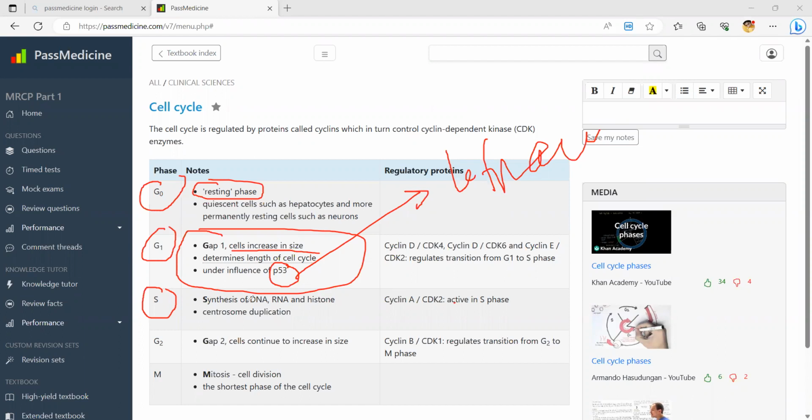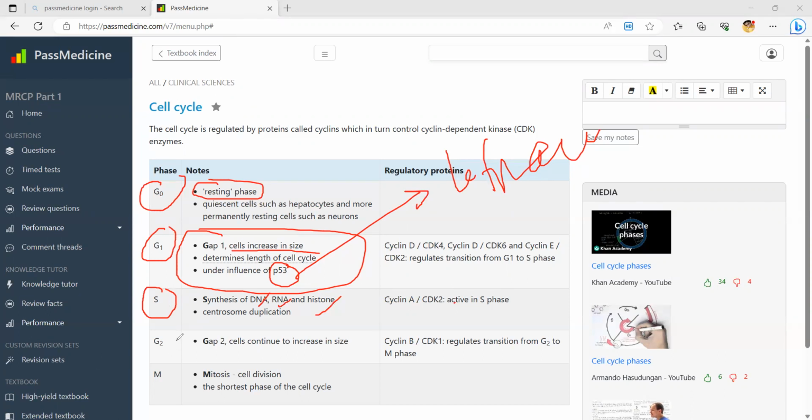S phase is the synthetic phase, with synthesis of DNA, RNA, and histones. This is important for the new cell from the mother cell. So between the mother cell and the daughter cell, we need to know that there is synthesis of protein. So that is important. Synthesis happens in the S phase.